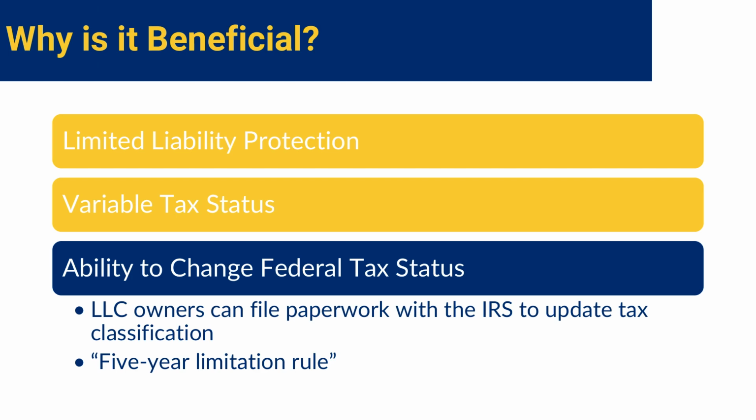However, it's important to note that there is a limitation known as the 5-year limitation rule when changing taxation status. According to IRS regulations, an LLC can only change status once every 5 years. For example, if you elected to be treated as an S corporation in 2023, the earliest you could change status would be 2028.